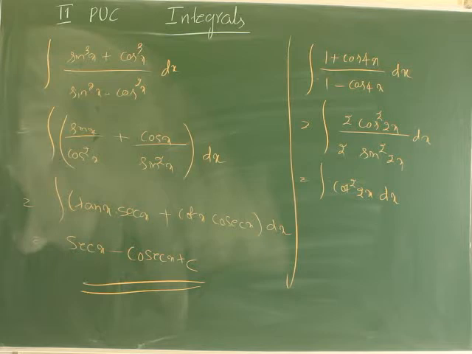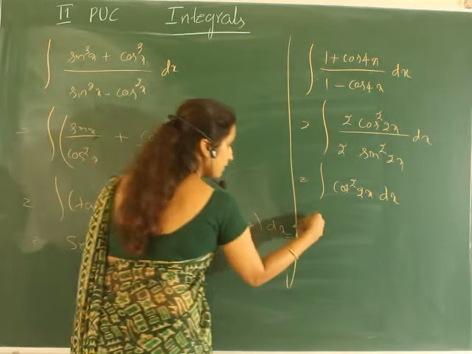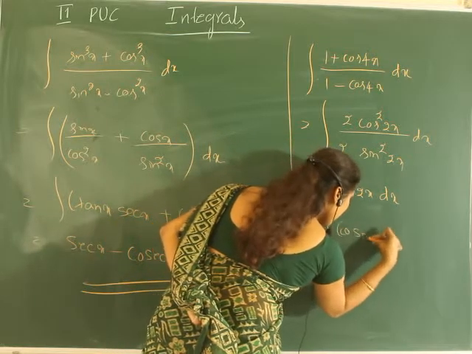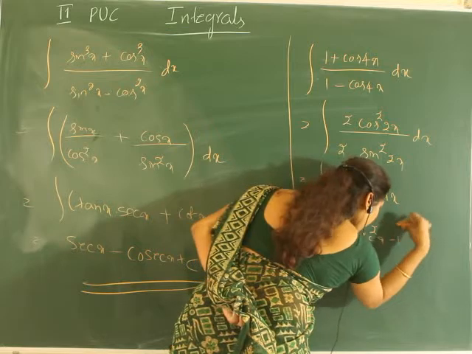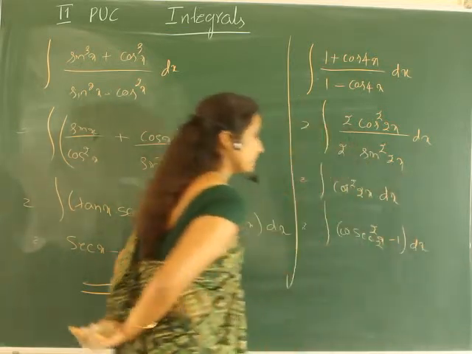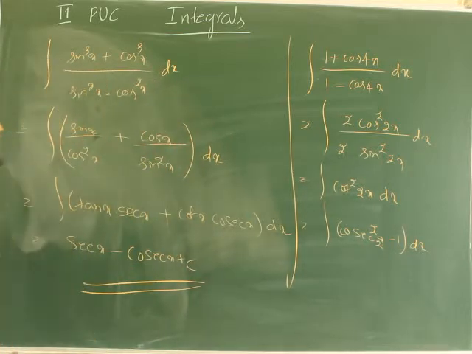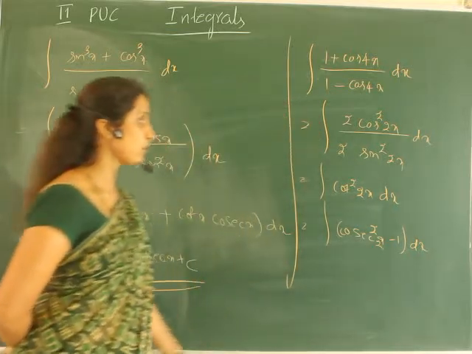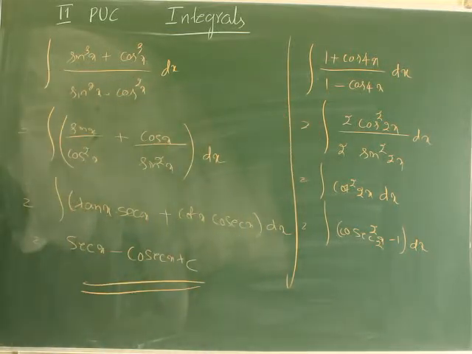But we have 1 plus cot square x is equal to cosec square x. Therefore I can write cot square 2x as cosec square 2x minus 1, dx. So now the integral of cosec square 2x. What is the integral of cosec square x? It is minus cot x.